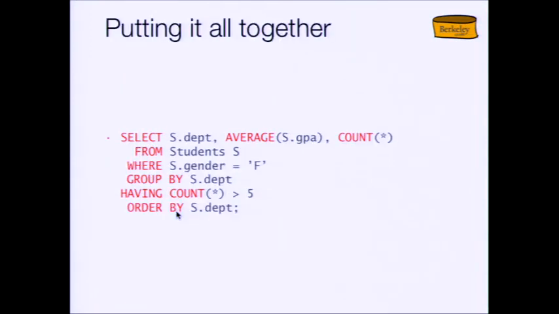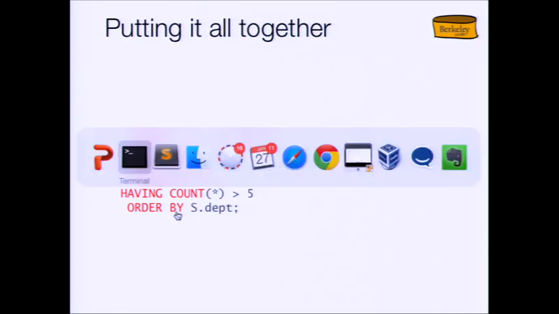All right. So putting it all together, here's a query that uses everything we've learned so far. It's going to find departments, the average GPA, the count for females, group by department. I think we better lower the count because I didn't type in that many students. Order by department. Okay, so you can always order the output of any query, including an aggregation query.